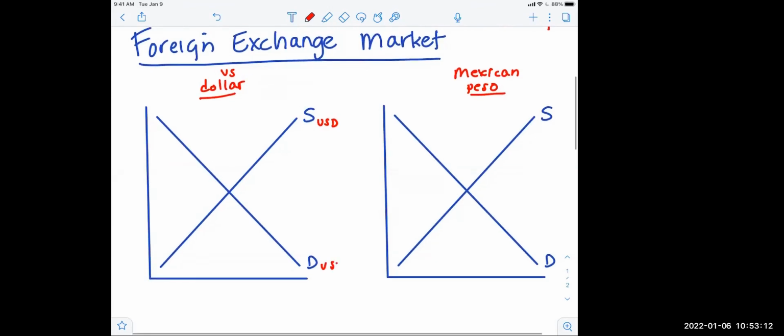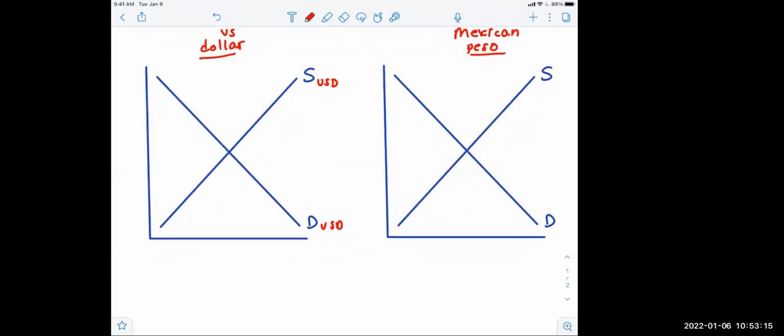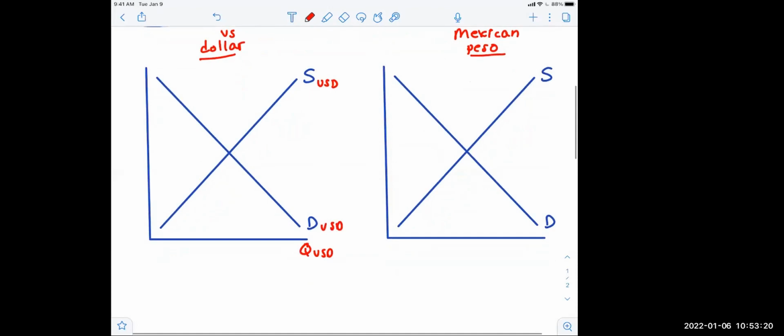So I'm going to do US dollar on both of these. And then I'm also going to do quantity of US dollars. And over here on the y-axis is where it gets a little tricky. So my rule of thumb to just remember here is that you always put the currency that the graph is for. So this graph is for the US dollar. So I'm going to put the US dollar in the denominator, okay? And then the currency that you're comparing it to goes in the peso, okay?